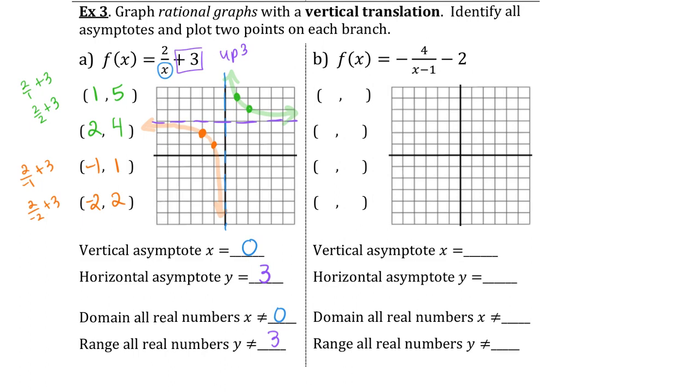Okay, last one. Start with the vertical right here. X minus 1 equals 0 tells me my vertical. X minus 1 doesn't equal 0 tells me my domain. Either way, x can't be 1. And there's a vertical asymptote at x equals 1. Okay, generally, the horizontal asymptote is at y equals 0, but since there's a minus 2, it's going to go down 2. So now it's at y equals negative 2.